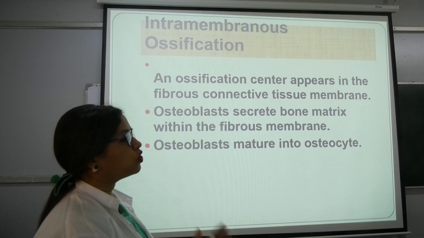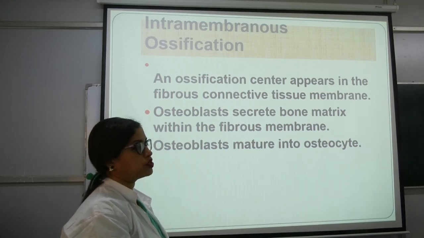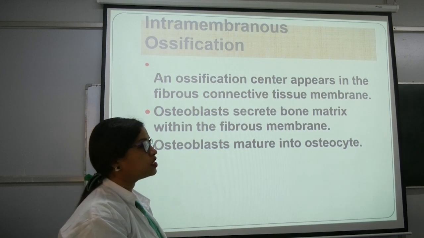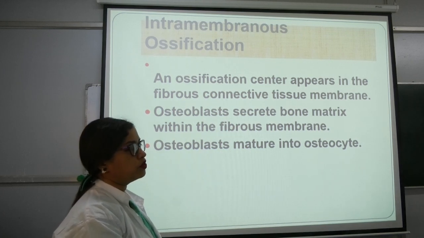Okay, and then osteoblasts mature to osteocytes. So if anybody asks for a short note on intramembranous ossification, these 3 points you have to mention. Okay.